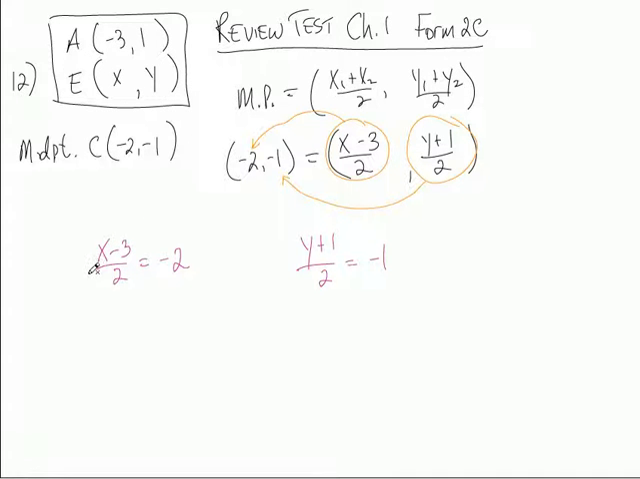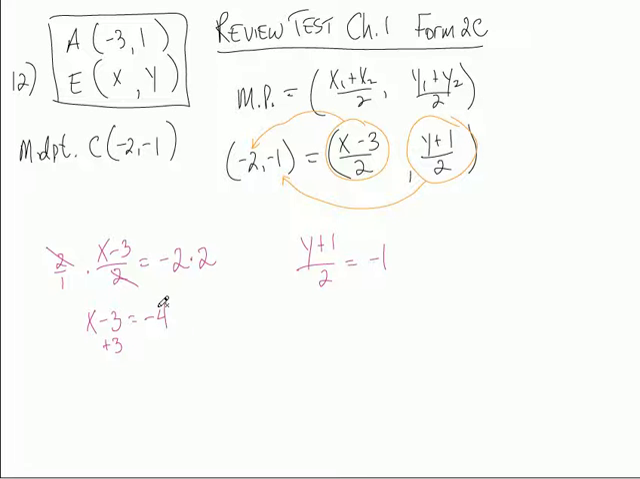Get rid of this 2 right here. So it's being divided, so we always do the opposite. So we multiply both sides by 2. Right? It's just basic algebra 1 stuff. Agree? Yeah. So that cancels. What do we get? x minus 3 equals -4. It's -2 times 2.